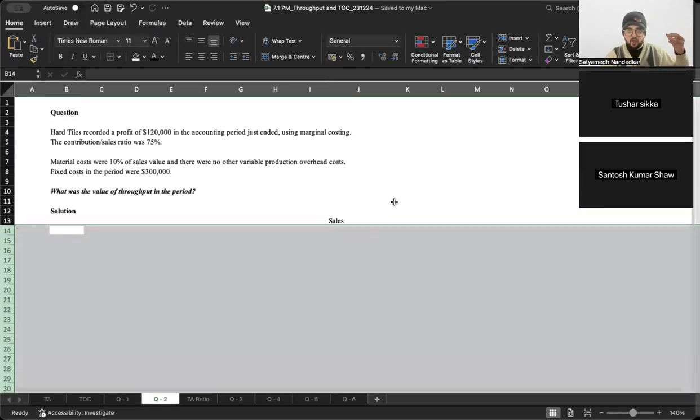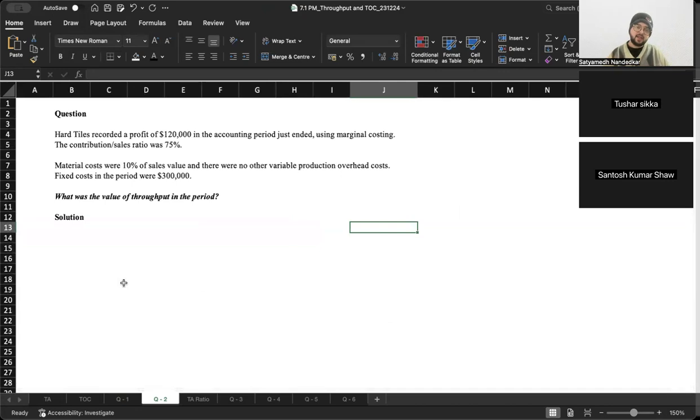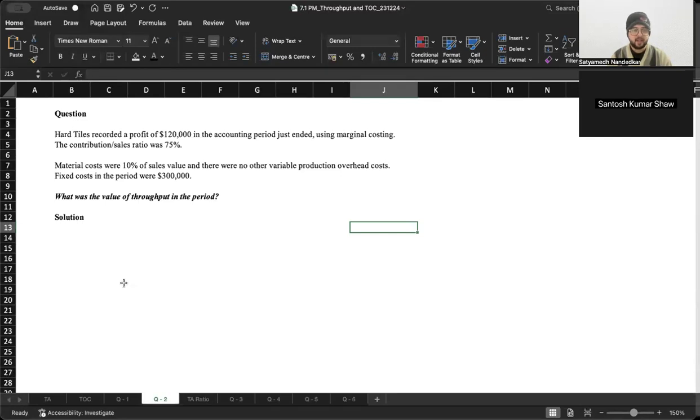After having done that long question, let's now do a couple of short questions. Hard Tiles recorded a profit of 1,20,000 in the accounting period, which just ended using marginal costing. The contribution upon sales ratio was 75%. Material costs were 10% of sales value, and there were no other variable production overheads. Fixed costs in the period were 3 lakh.